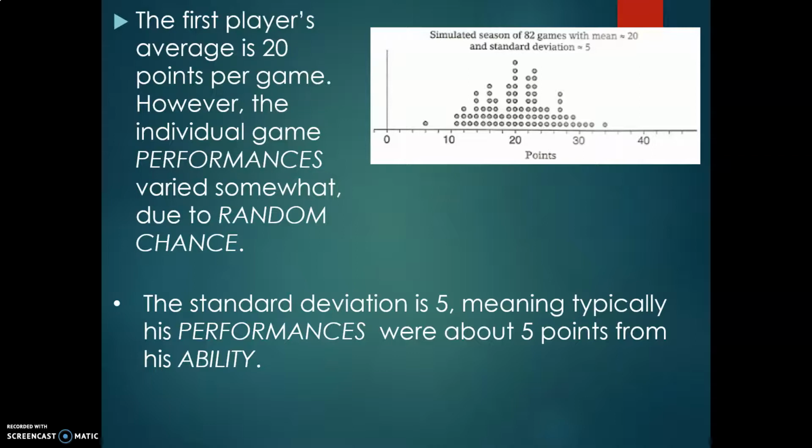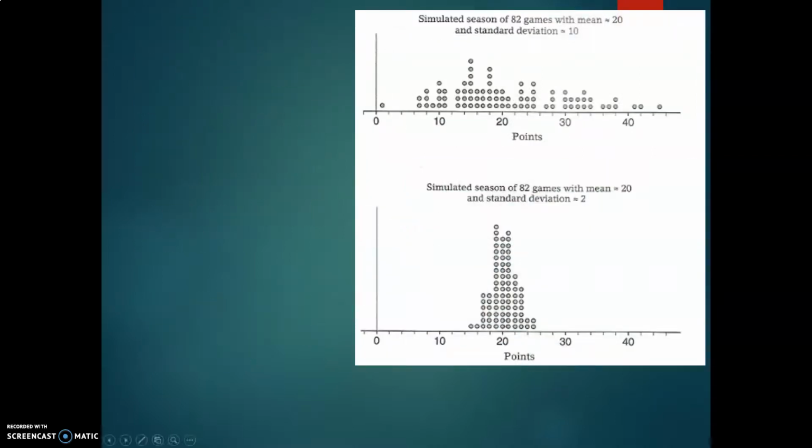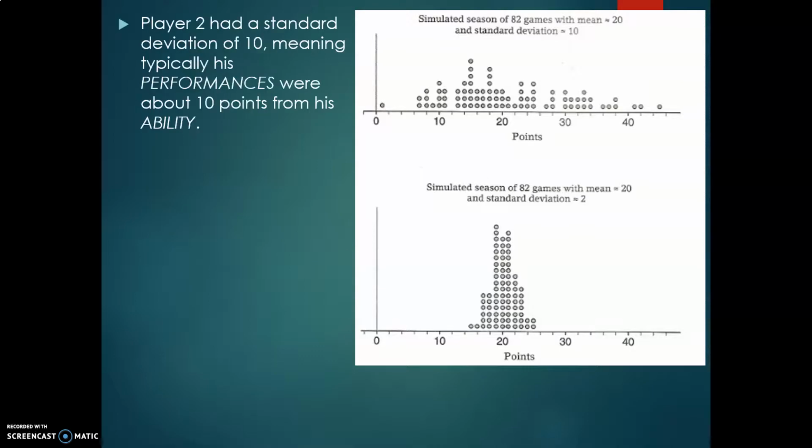The second player was simulated and has a standard deviation of 10. Well, holy cow, 10 is super spread out. His values go all the way down to 1 point and all the way up to 45 points. So he's even more spread out than the first player. On any given night, he averages scoring 10 points away from that mean of 20.